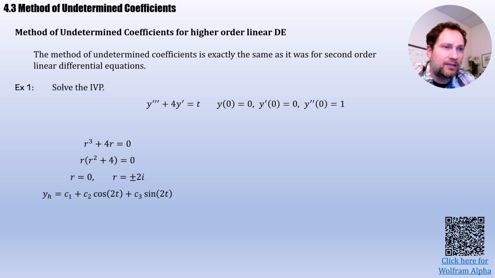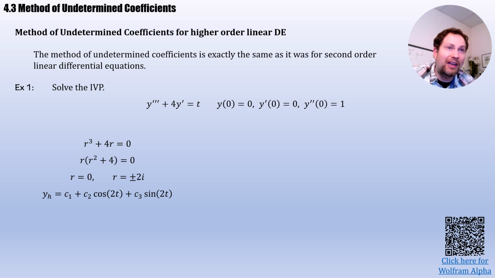C1 plus C2 cosine 2t plus C3 sine 2t. I'm rushing through these details because we've done that in prior lessons, and I think it's pretty straightforward there. Okay. Now, we need not just the homogeneous solution, but we need a particular solution so that we get t on the right side.